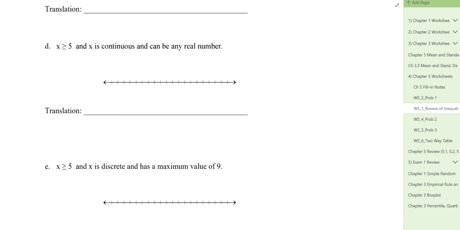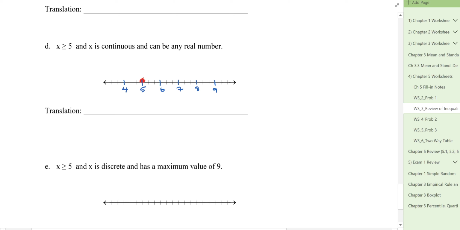Let's do D. Again, x is continuous. x is greater than or equal to 5 and it's continuous. It can be any real number. So let me make the number line first. So we know that x is greater than or equal to 5. So x can be 5, so I'll put a closed circle at 5. 5 is one of the values.